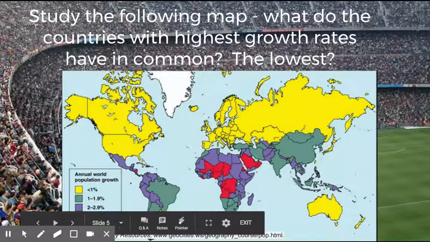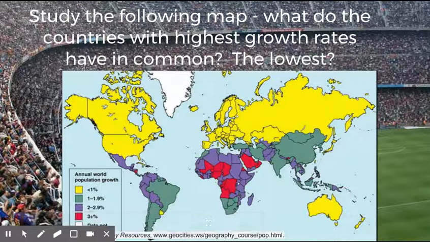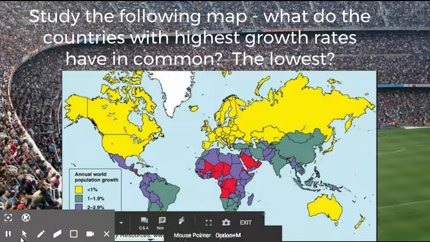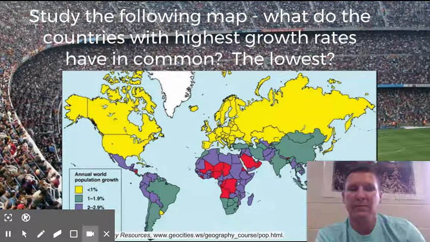All right, next challenge for you. You may work with your desk neighbor on this one. Analyze this map. What does it tell you? What do countries with high growth rates have in common? What about countries with low growth rates? Just pause the video and take a couple minutes to decipher and analyze this map.